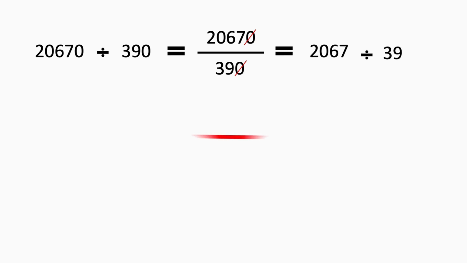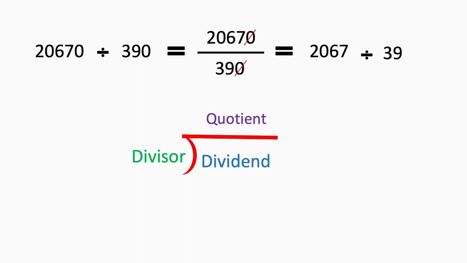We use this symbol to do large division problems. The dividend is placed inside, the divisor is placed on the left side of the symbol, and the quotient goes on top of the symbol. Now, let's go and see how this division problem can be done.